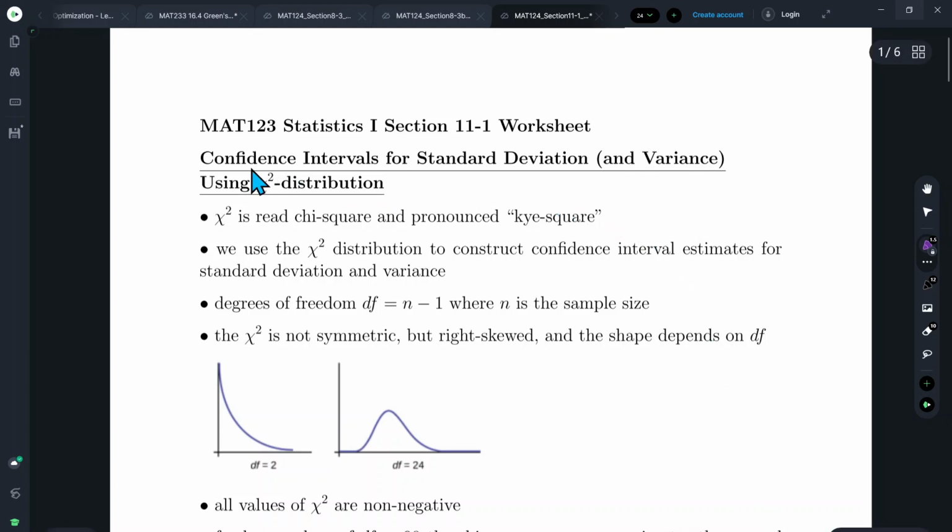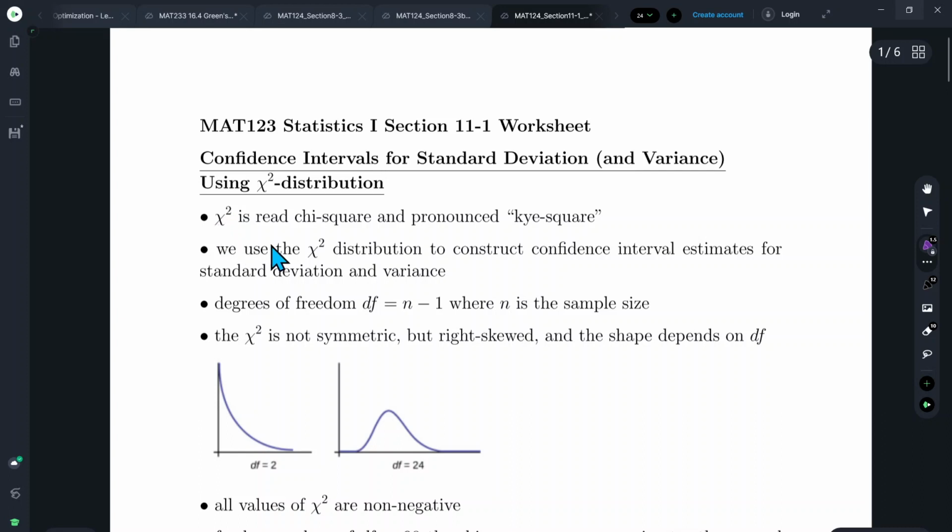In this video, we're going to discuss confidence intervals for the standard deviation and variance using the chi-square distribution. So first, this symbol here that looks kind of like an X is actually the Greek letter chi. It's spelled C-H-I, and this notation you read as chi-square, because it's raised to the second power like this.